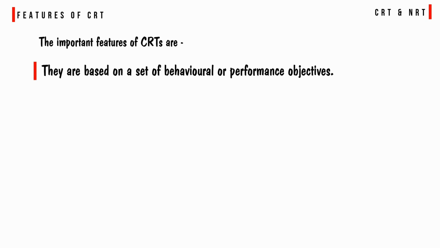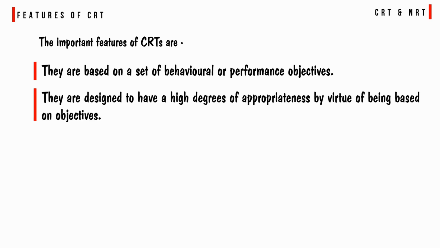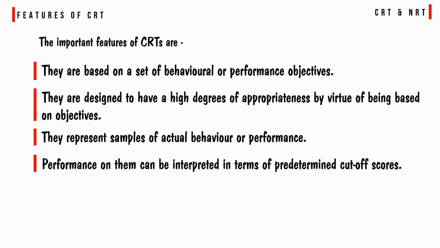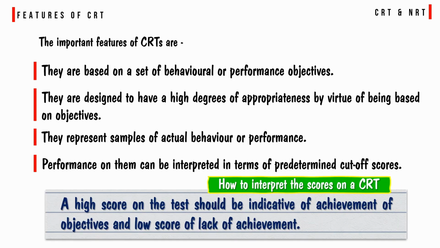Features of criterion-referenced tests. The important features of CRTs are: they are based on a set of behavioral or performance objectives. They are designed to have a high degree of appropriateness by virtue of being based on objectives. They represent samples of actual behavior or performance. Performance on them can be interpreted in terms of predetermined cutoff scores. A CRT should provide information about students' degree of proficiency in the objectives the test measures. A high score on the test should be indicative of achievement of objectives and a low score of lack of achievement.